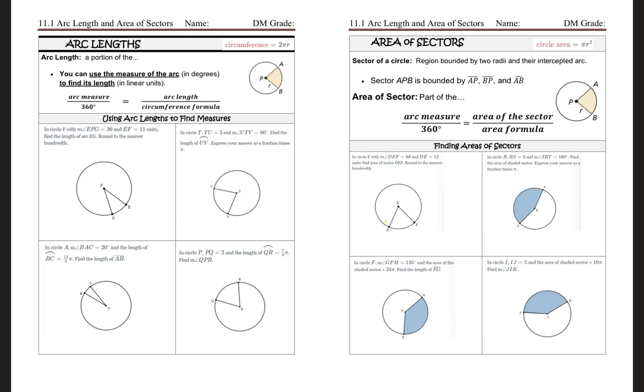Okay, welcome back, kiddos. Now we're moving on to Unit 11. We're going to talk about arc length and the area of sectors. We've talked a little bit about this stuff before, so let's get right into it.